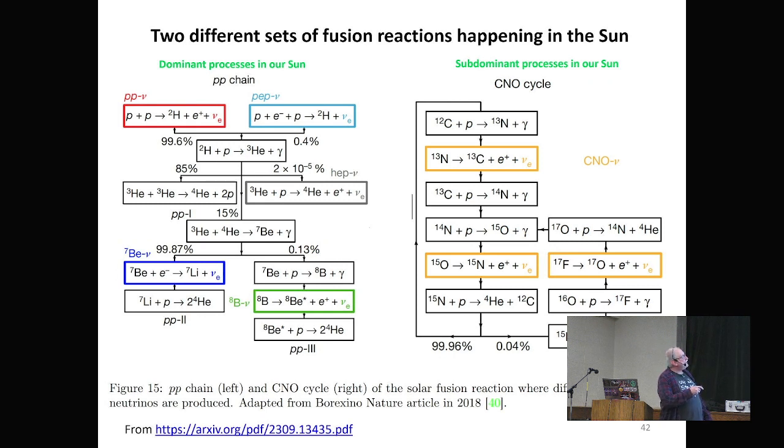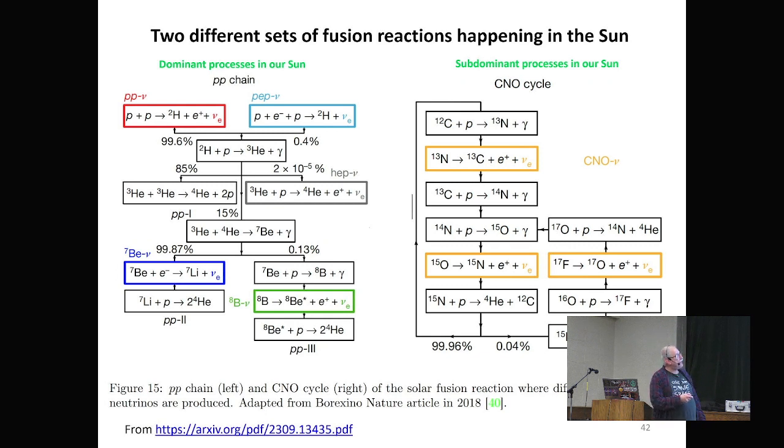And so you see these numbers here, 99.6% of the reactions that happen are this reaction here. And then these other numbers, of this reaction, 99.87% of them go this way, 0.13% go this way. And you can add up the total amount of energy that's released in each one of these reactions to get the total amount of energy coming out of the fusion from the sun.